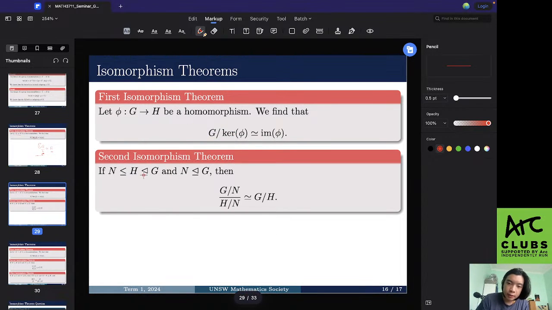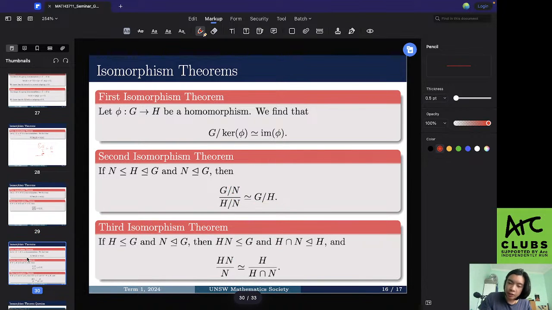And the next thing is, if we have H and N, which are normal subgroups of G, and N being a subgroup of H, we can essentially cancel the denominators in this fraction, and we get G on N over H on N being equivalent to G on H.